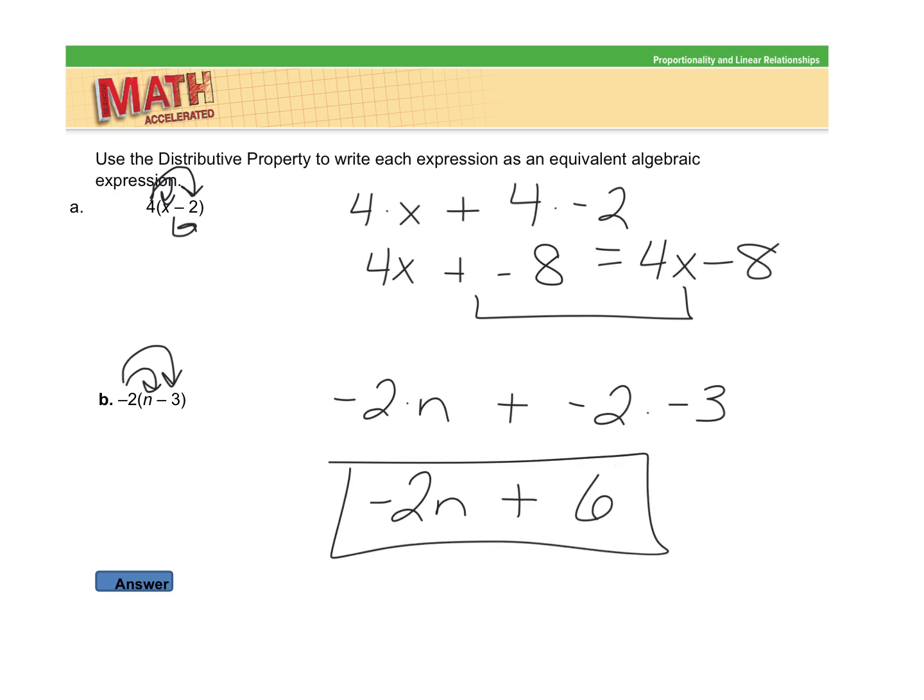Any questions about distributive property? No. All right.